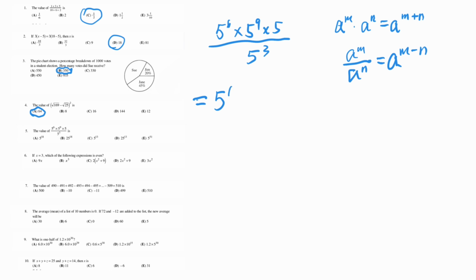5 to power 6, the numerator is multiplication, so we use 6 plus 9 plus 1. And the denominator is 5 to power 3, so we minus 3. The base is 5. 6 plus 10 minus 3 is 13. So the answer is C.